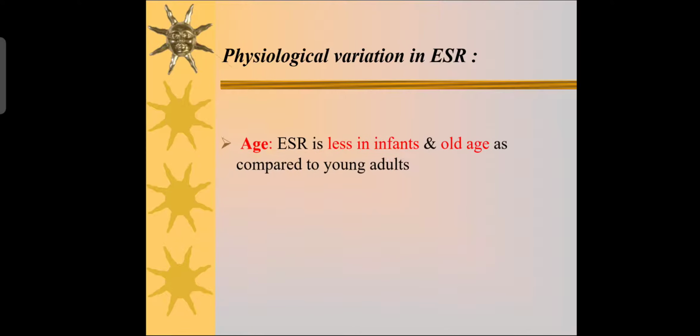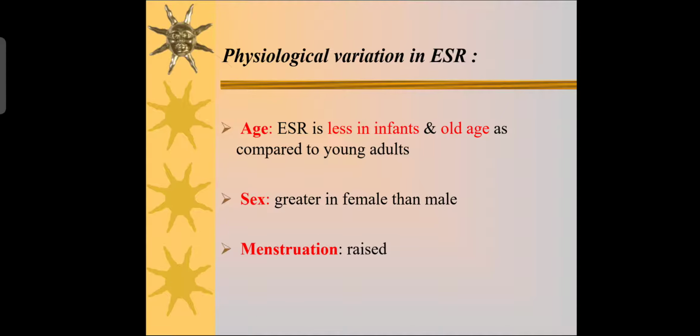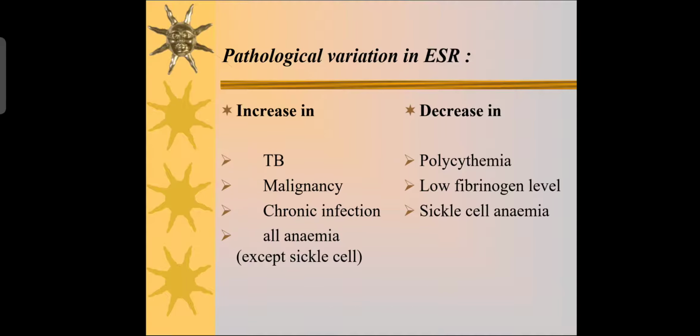Physiological variation in the ESR. Age: ESR is less in infants and old age as compared to young adults. Sex: it is greater in females than in males. In menstruation, the ESR is increased. Pregnancy: it increases from the third month to parturition. So these are the physiological variations in the ESR.